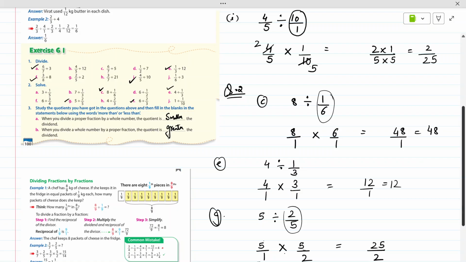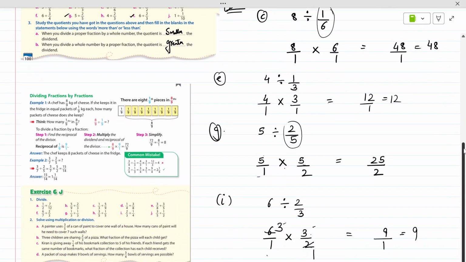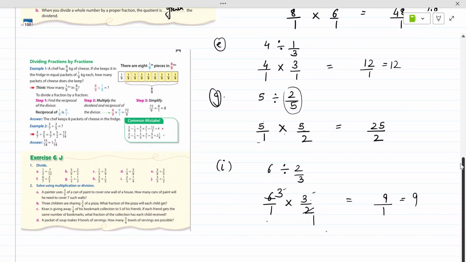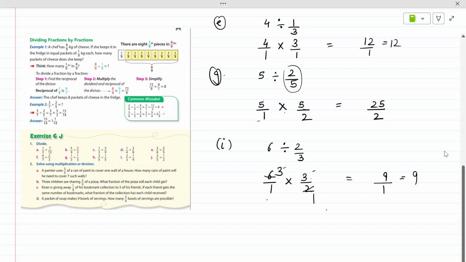So this is about this 6I exercise. And in the next class, kids, I am going to take the last exercise of this chapter, 6J, where again we have division and some word problems where we have to check whether to pick multiplication or division.